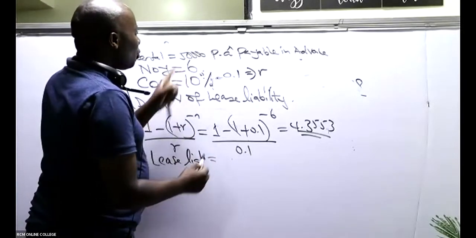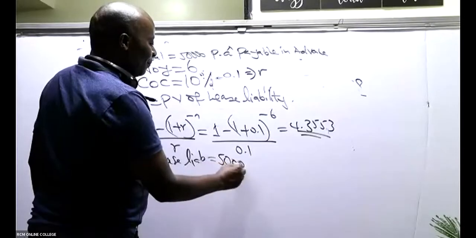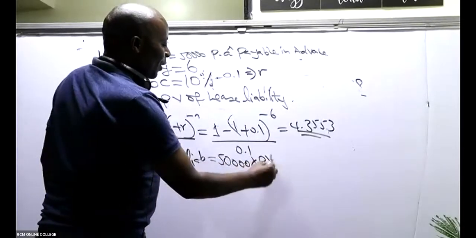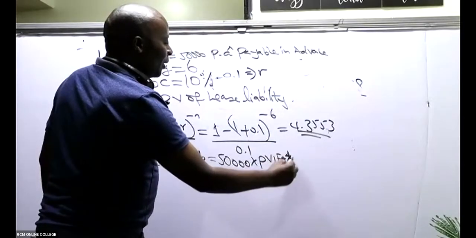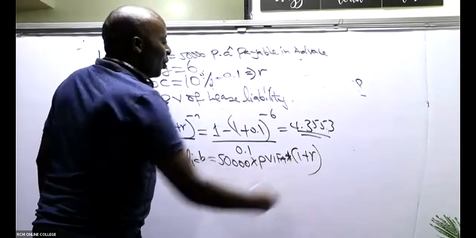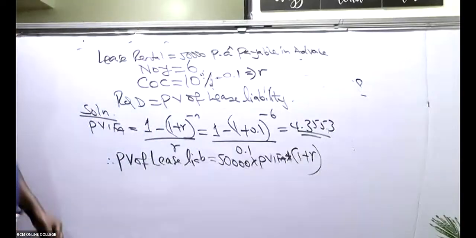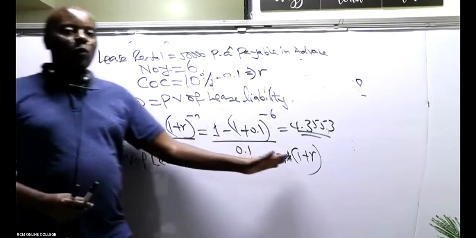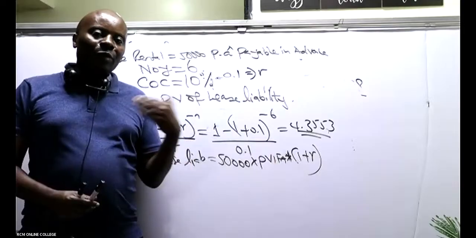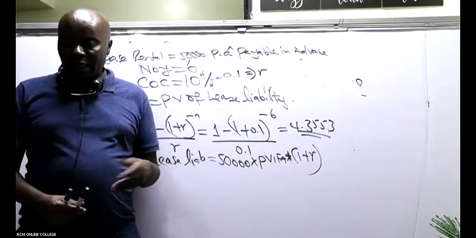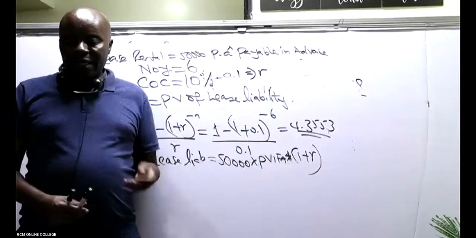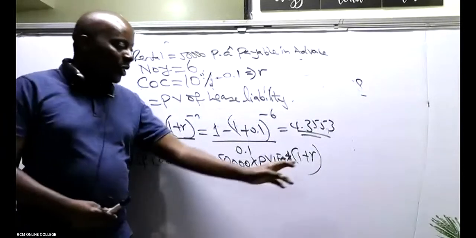And therefore, the present value of my lease liability will be this amount of 50,000, the annuity, times the PV-FA. Because in this case it's being paid in advance, we must include that 1 plus R. We only do this times 1 plus R whenever you're told that the cash flow is being paid up front, or paid in advance. You should always add this 1 plus R.